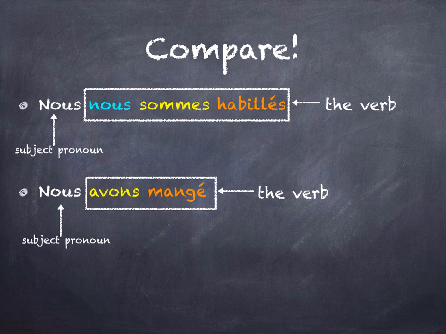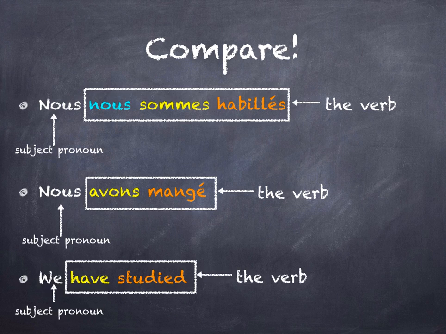In fact, if we go a step further, this is the exact same thing we do in English. Whether you know it or not, we is still a subject pronoun. Have studied is still a composed verb, though in English they're often called compound verbs. Have is, believe it or not, still an auxiliary verb, and studied is a past participle. We do the exact same thing in English that we do in French. We just don't always know all the words for it in English.